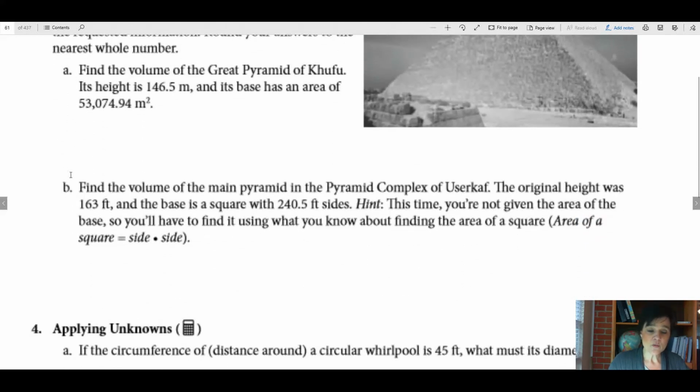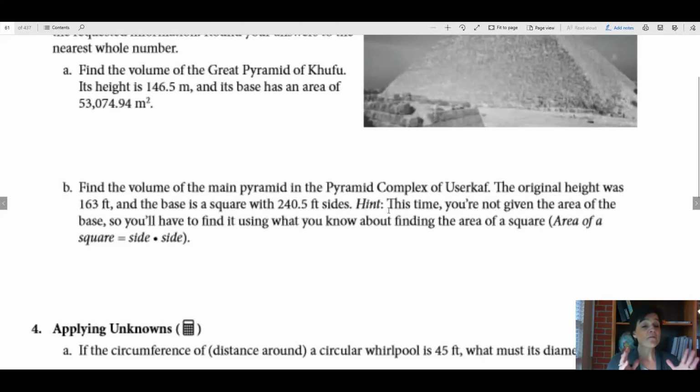Now, on this one, I wanted to do a little explaining to you. The volume of the main pyramid in the pyramid complex of Userkaf, the original height was 163 feet and the base is a square with 240.5 feet sides. Hint, this time you're not given the area of the base, so you'll have to find it knowing what you know about finding the area of a square. So basically this one right here is going to have 2 steps, but you can combine them into one.